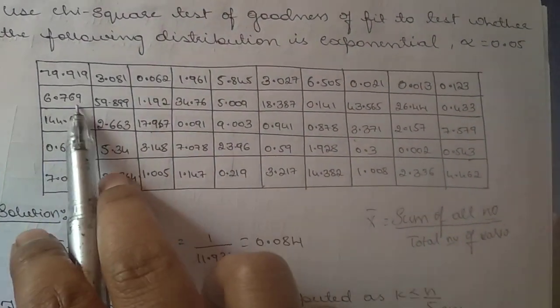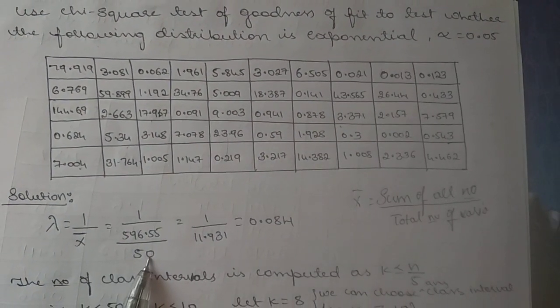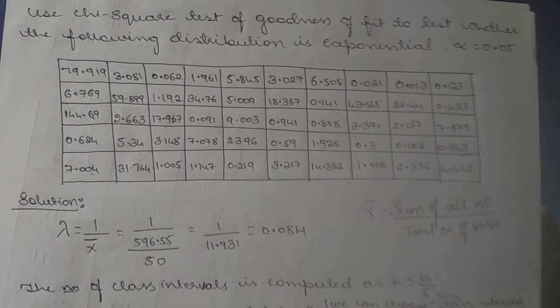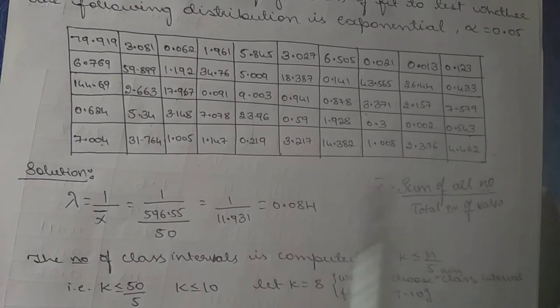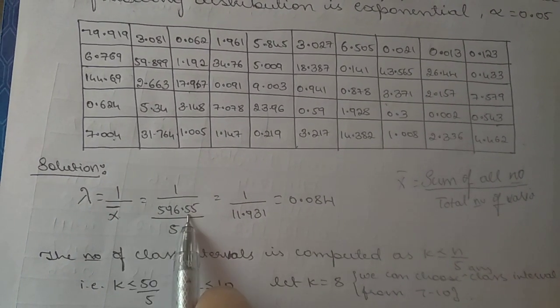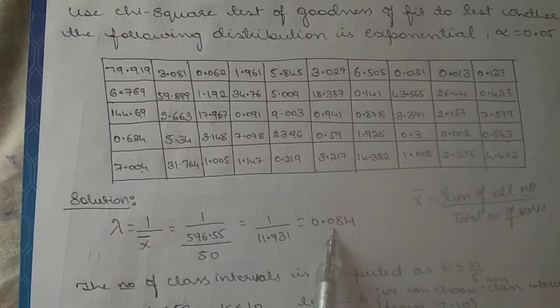So if I take the sum of all these numbers, I'll get 596.55 divided by 50, that is x bar. So it is 11.931. Here you have to just find out the lambda. Lambda equals 1 divided by x bar. That x bar we have calculated like this, and the lambda value we have got as 0.084.